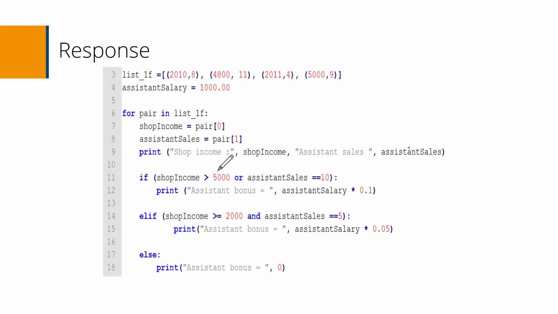Okay, just quickly, they have got greater than 5,000, which was the first criterion. But for the assistant sales equals 10, it should have been at least 10, so this should have been greater than or equal to 10, so they don't get it there. On this one, shop income was 2,000 or more, and so they've done a greater than or equal to, and that's correct.